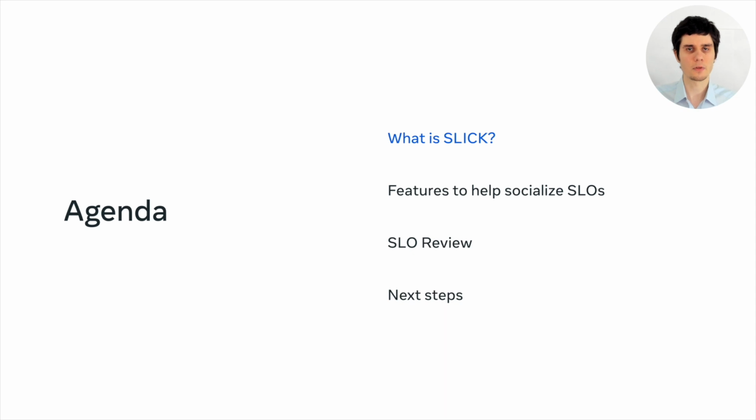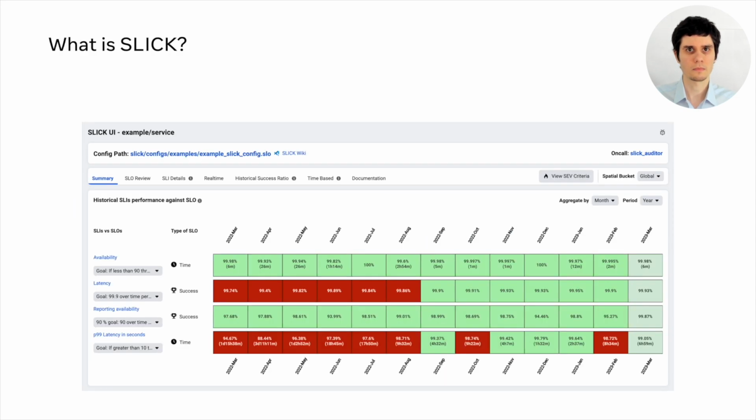Let's start with a brief overview of Slick. Slick is our SLO management platform at Meta. Service owners onboard to Slick by writing a config file with their SLOs. Slick then auto-generates a dashboard that shows the performance against these SLOs. Slick provides many integrations, such as alerting or incident management. We were very successful with onboarding services to Slick and achieved over 80% coverage among the on-calls that maintain our critical services at the company.